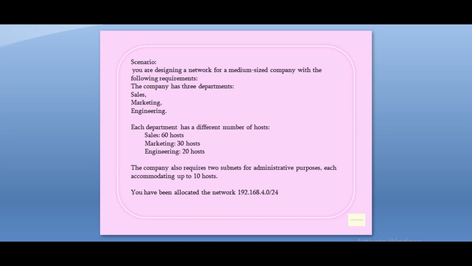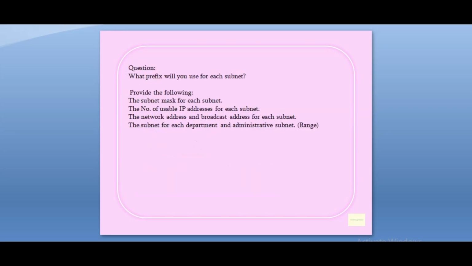The network allocated is 192.168.4.0/24, and what we need to find out is what prefixes we should use for each subnet, along with the subnet mask, the number of usable IP addresses, the network and the broadcast address for each subnet, and the subnet range for every department and the administrative departments. So first, in total, we need 130 IP addresses, and with /24, we have 256 addresses, giving us enough room to make these subnets.